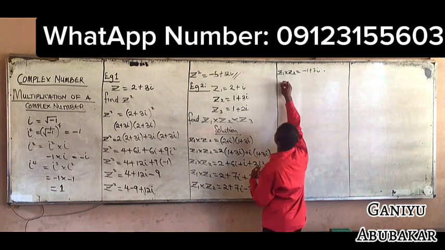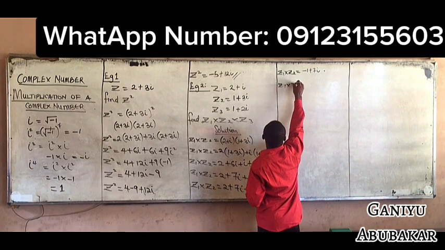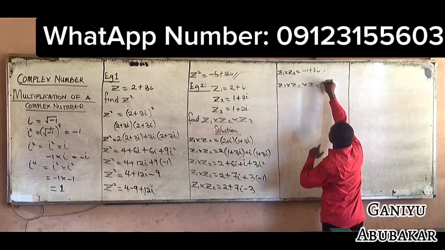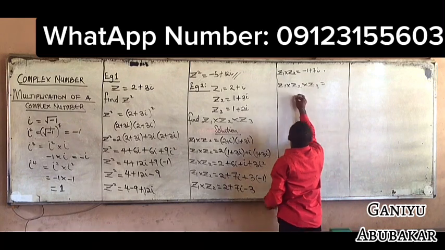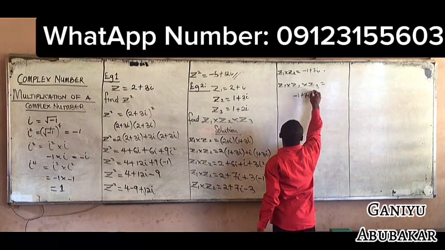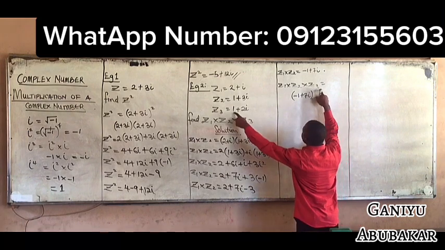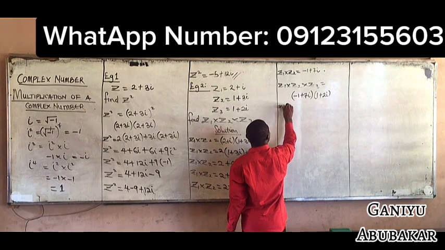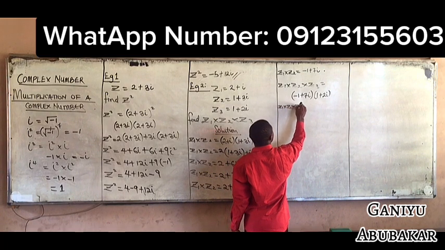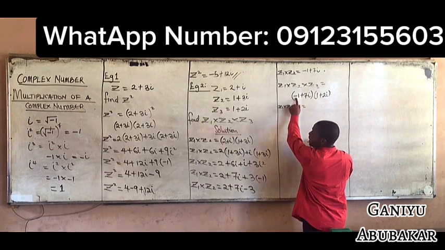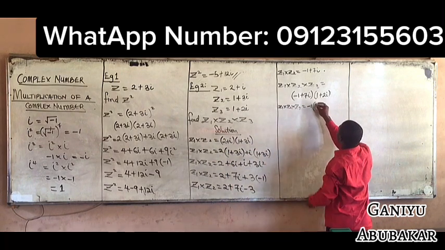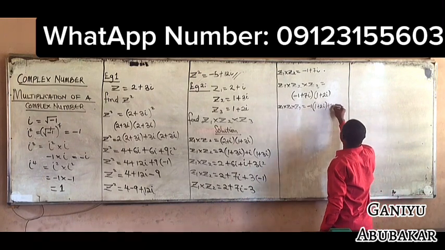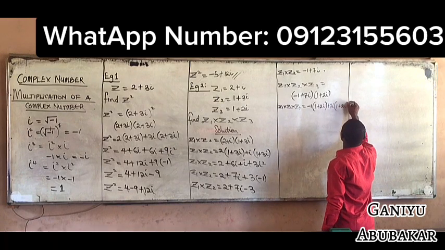So now let's find the final answer, z1 times z2 times z3. Of course, z1 times z2 is minus 1 plus 7i. Next, z3 is 1 plus 2i. So the value for z1 times z2 times z3 becomes, pick out the first term, minus 1 into 1 plus 2i, and the second term is plus 7i into 1 plus 2i.